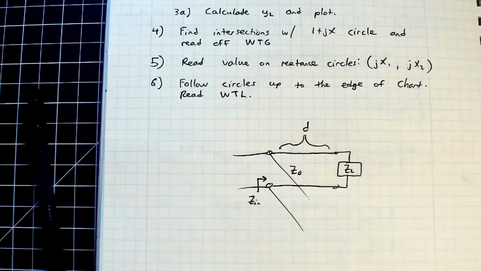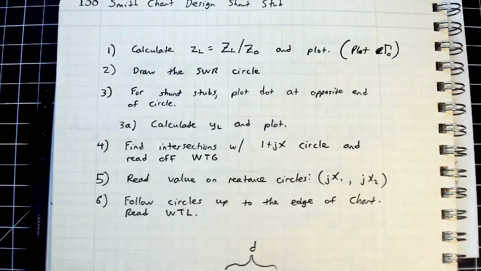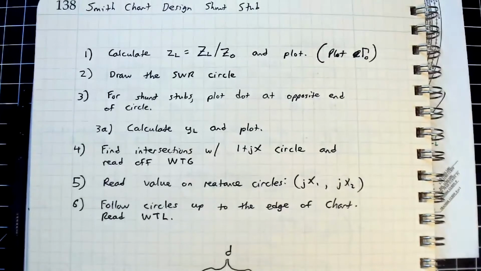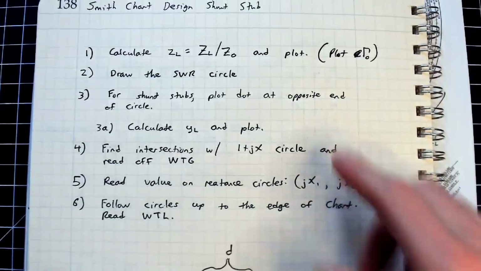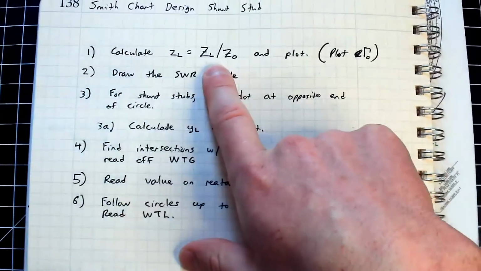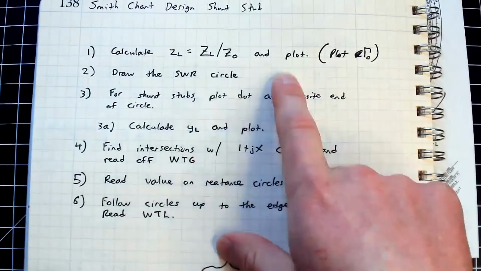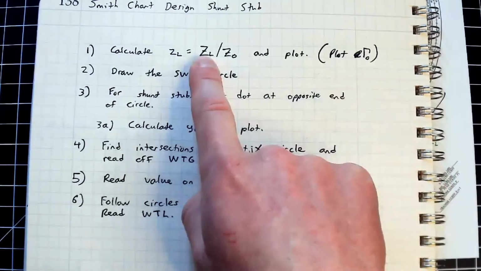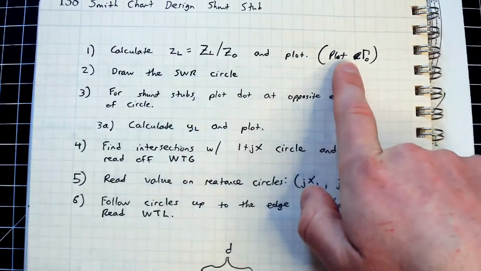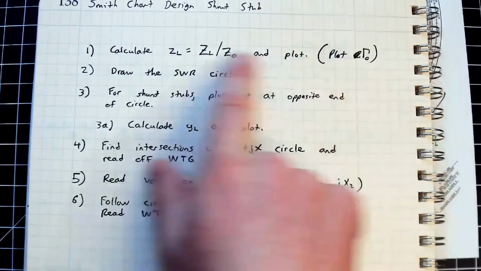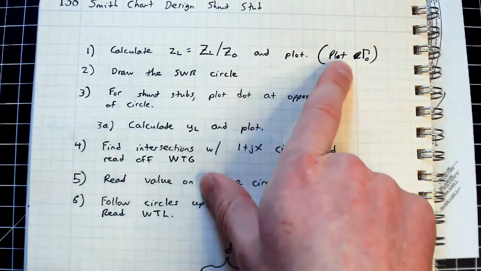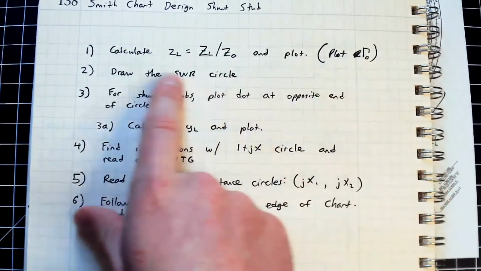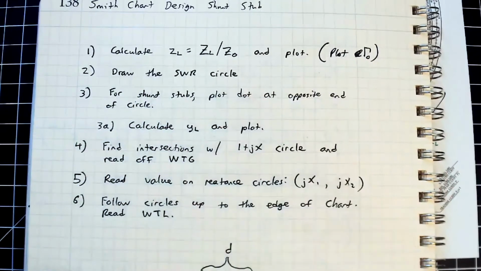So here is the recipe that you'll want to write down at some point. You're going to do this for your homework next time. So this is just for the shunt stub. Step 1 is you calculate your normalized load impedance and you plot it, or equivalently you're plotting the reflection coefficient here. This is a little easier if you're doing it by hand than doing a magnitude and a phase, but take your pick. You can do that in MATLAB or on a calculator and get the same result. You're going to draw the little SWR circle.